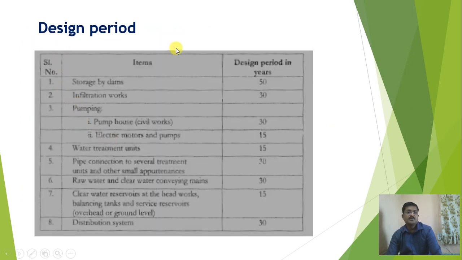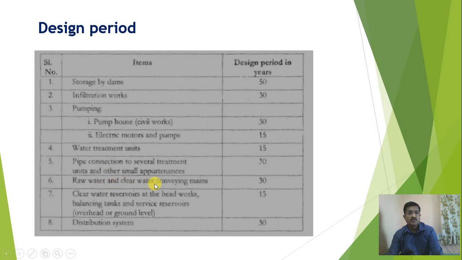Now you can see these are the design periods. In the coming lectures again we are going to study them in detail. Remember, for example, storage by dams has a 50 years design period. Infiltration works, 30 years. For pumping units, the pump house, which is especially civil works, 30 years is expected. Then electric motors and pumps, 15 years is the design period. Then water treatment units, which may be a flocculator or a coagulation unit, have 15 years. Then pipe connections to several treatment units and other small appurtenances, 30 years.